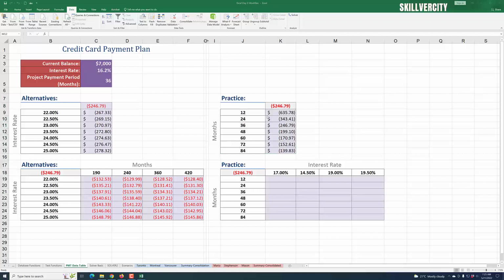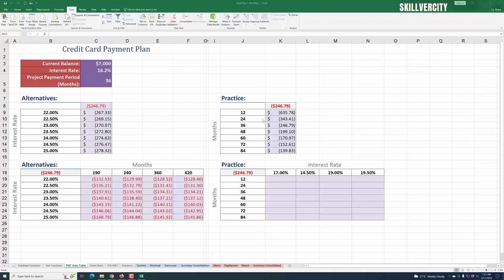Okay, so here we go. If you look at the table here, keep an eye on 36 months. You see that it is not very different from what we have here. At 36 months, the payment was $246.79. It is the same here, $246.79.